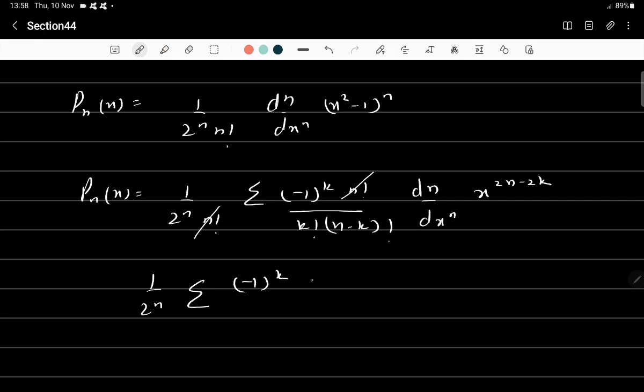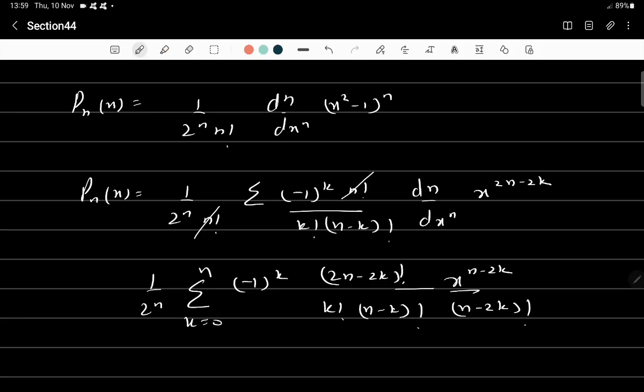And what you do here is that you will get x^(n−2k). And then there are n terms: 2n − 2k, 2n − 2k − 1, 2n − 2k − 2, and so on. And you multiply and divide by (n − 2k) factorial. So this numerator would become (2n − 2k) factorial. Just do some exercise and you will observe. And this summation is k from 0 to n.